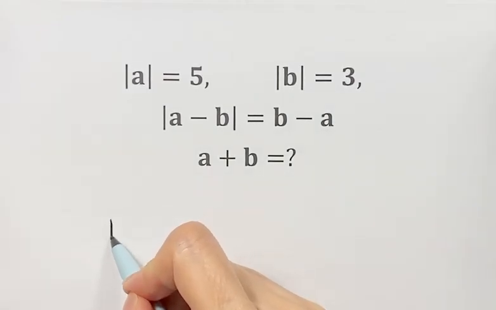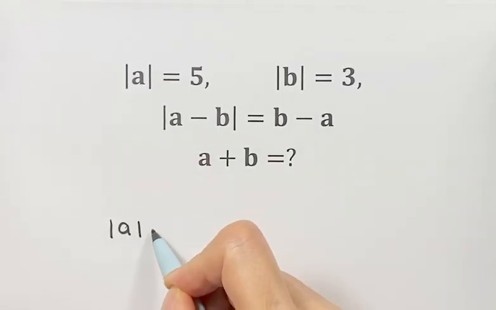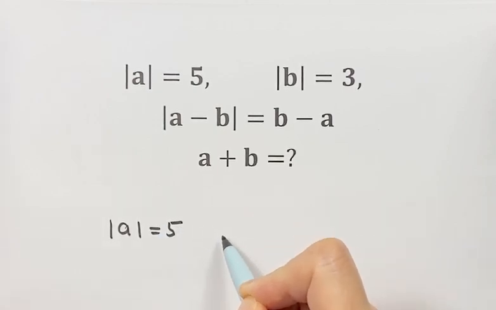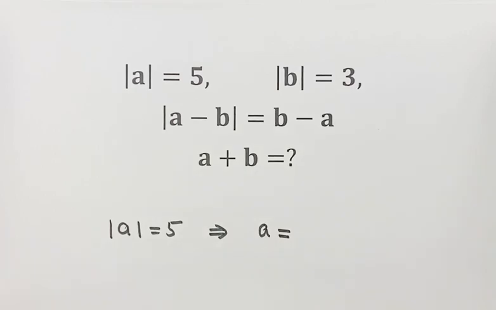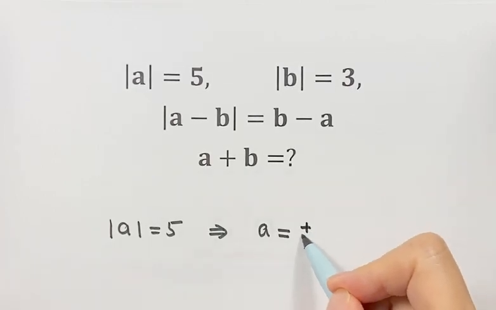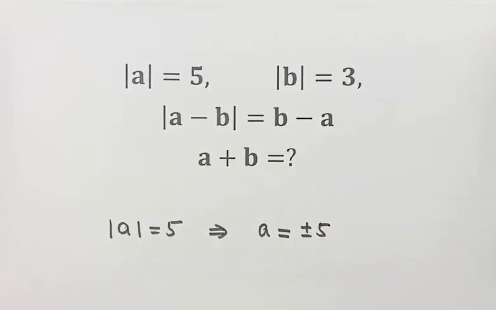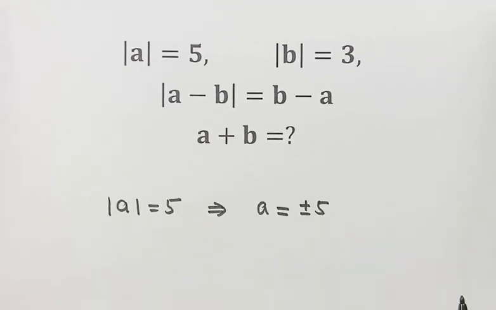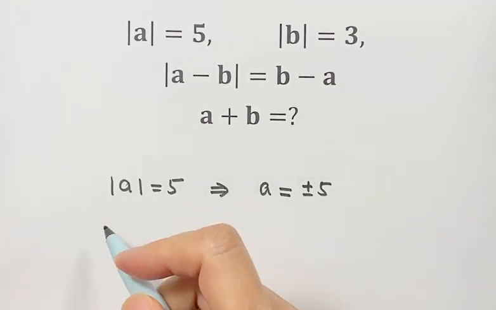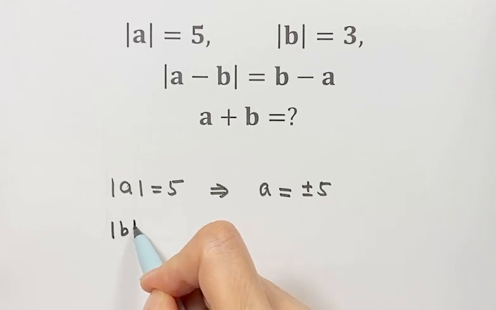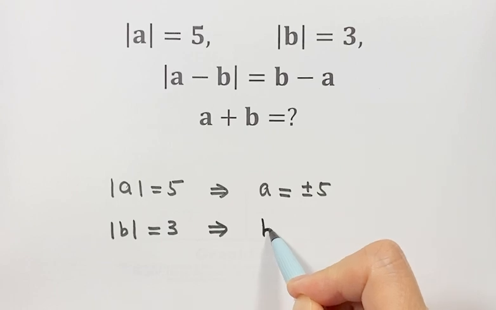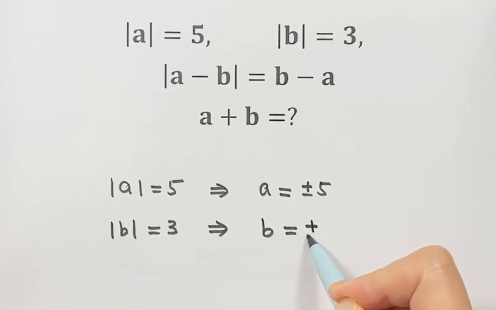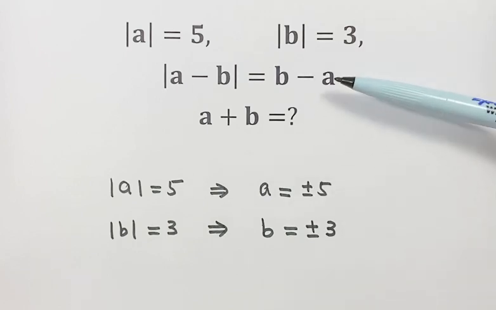Given the absolute value of A is equal to 5, that means A can only be two things, positive 5 or negative 5. Then let's check the second condition. If the absolute value of B is equal to 3, that also means B can only be two things, positive 3 or negative 3.